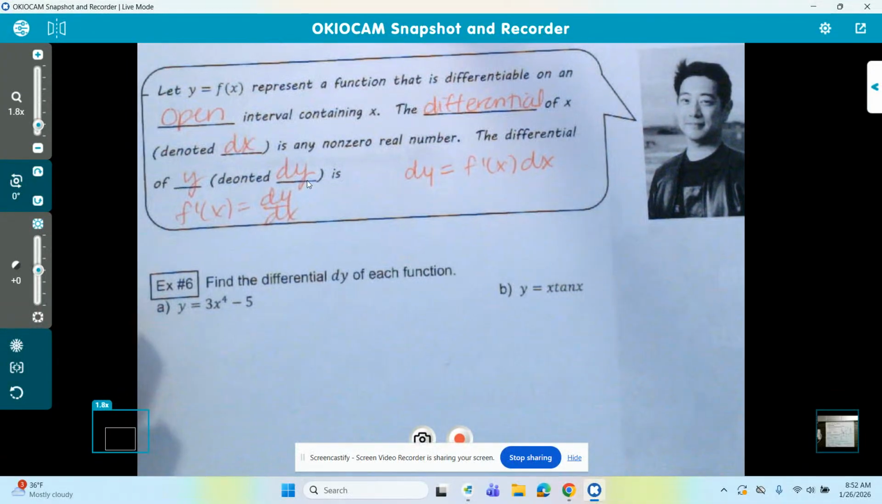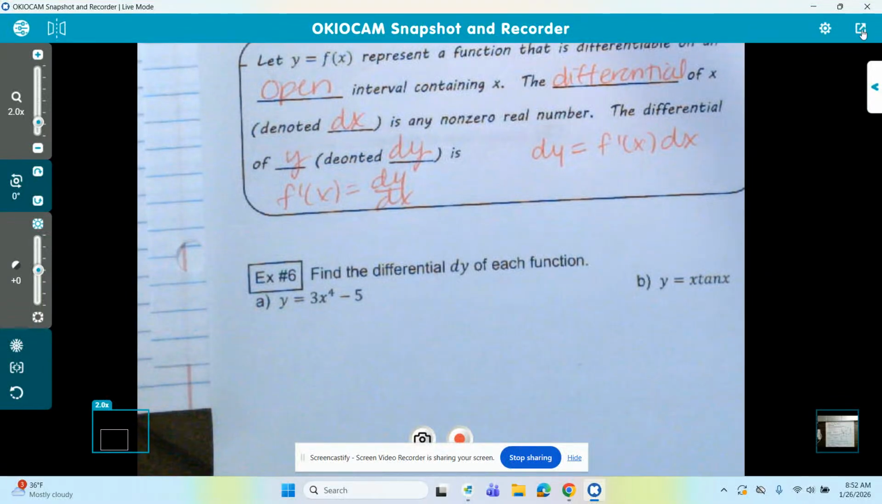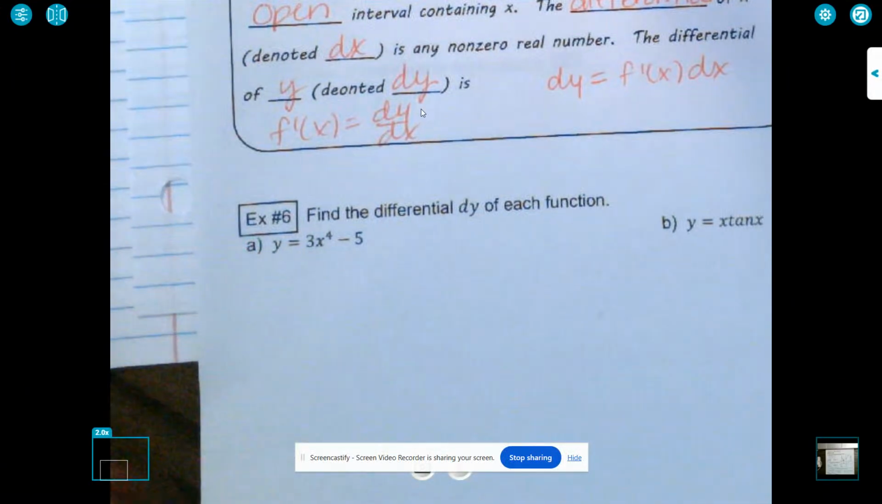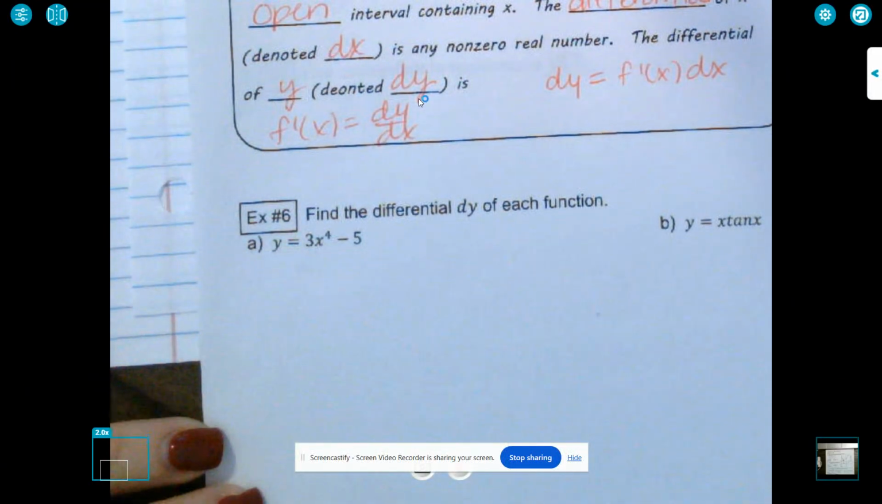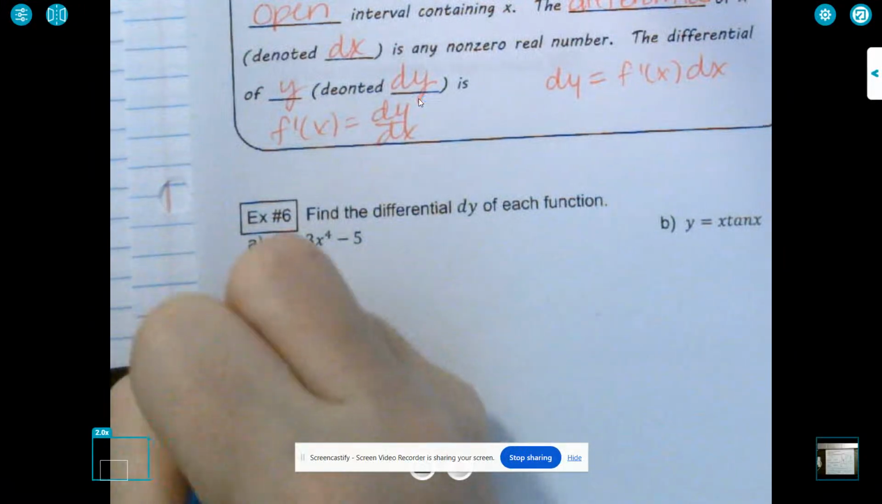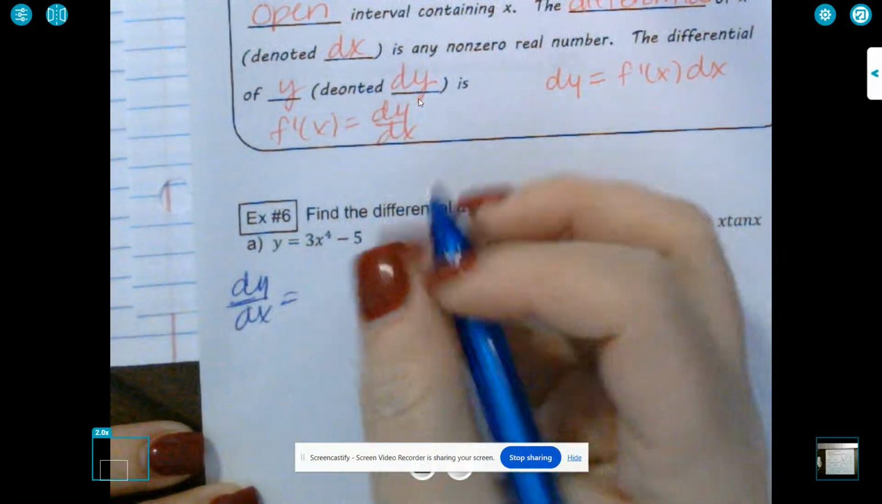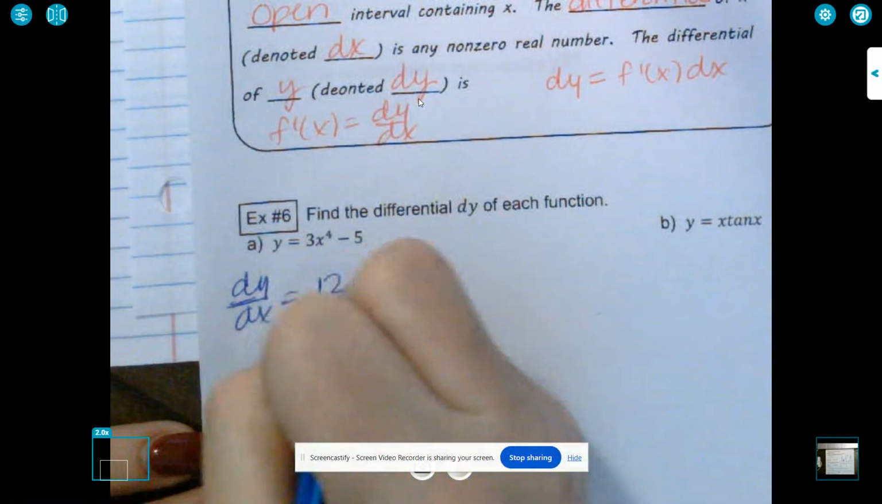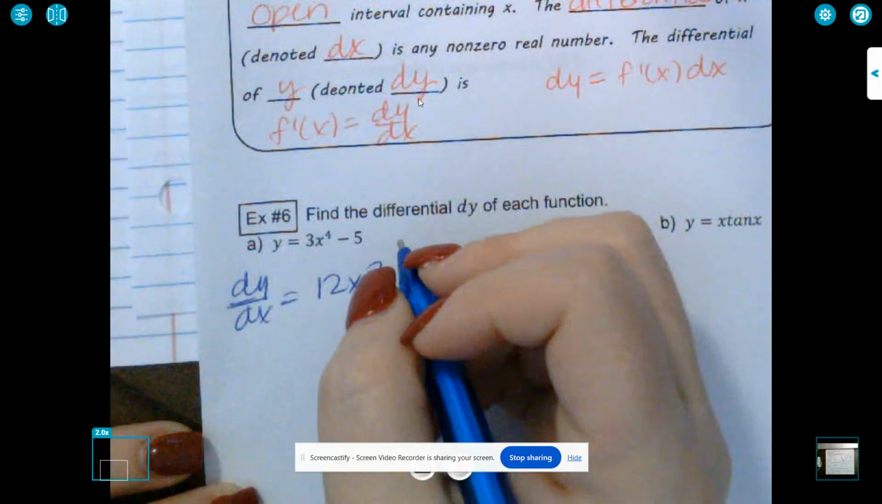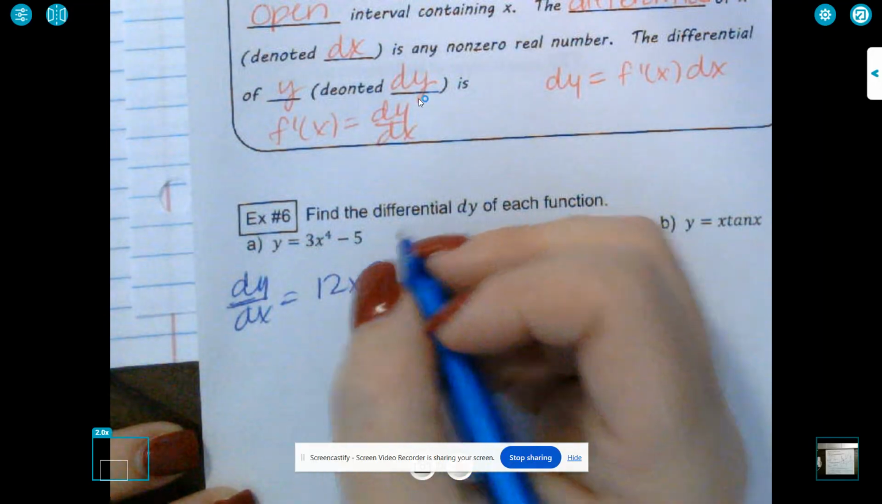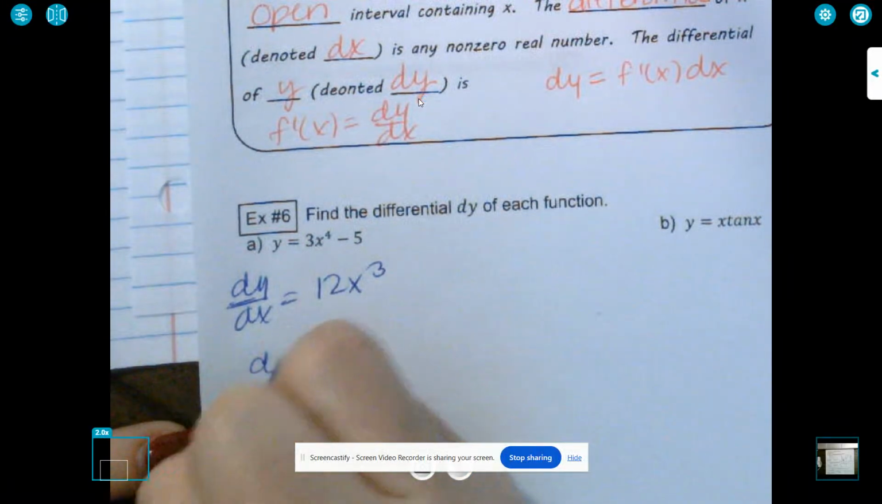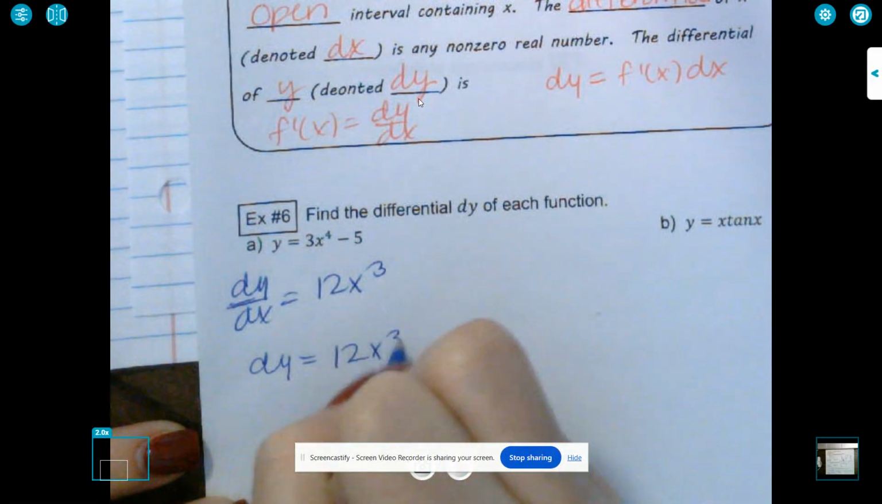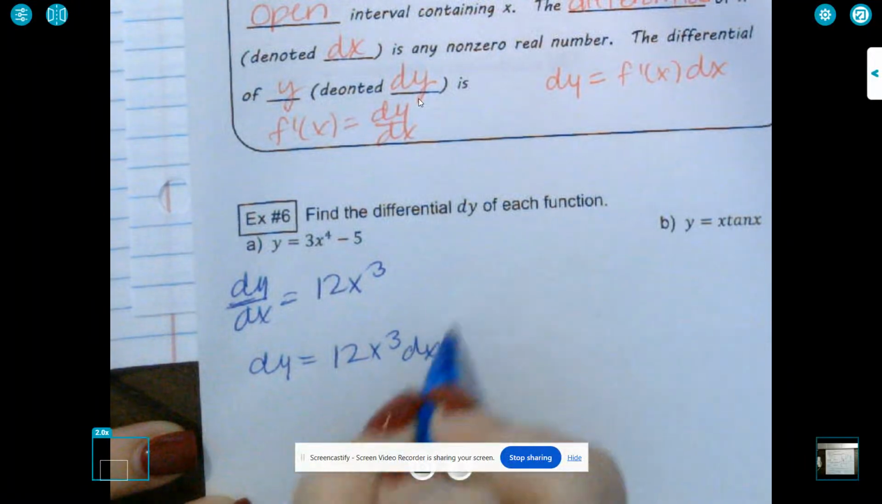All right, so let's dive into these. The derivative of y, then we know, is just dy/dx. And the derivative of the right side would be 12x cubed. So if we're solving for dy, just the differential dy, then dy would equal 12x cubed dx.